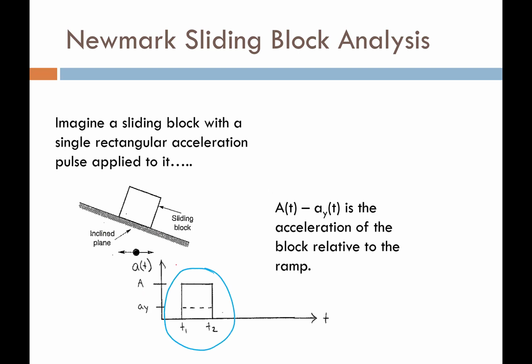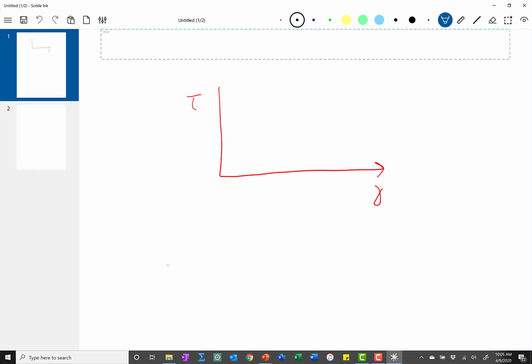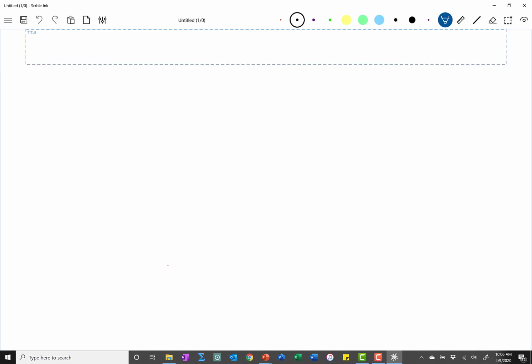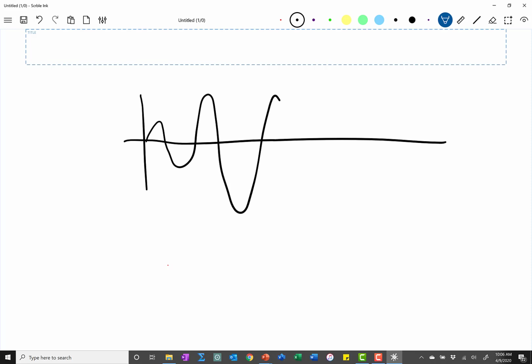This is the fundamental math for performing these calculations. Now, what if I have a time history that is a lot more complicated? In other words, I have a time history that looks like this. However, that acceleration with time, and this is time. So how does this apply?